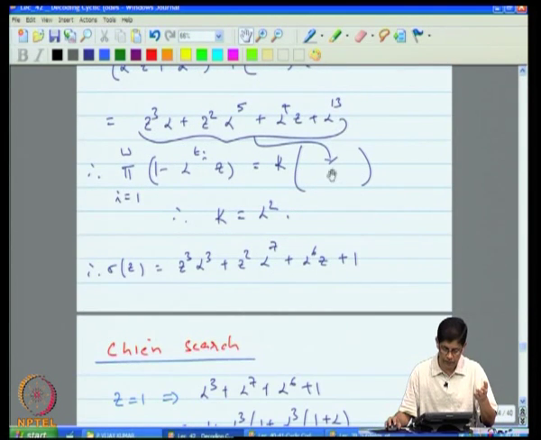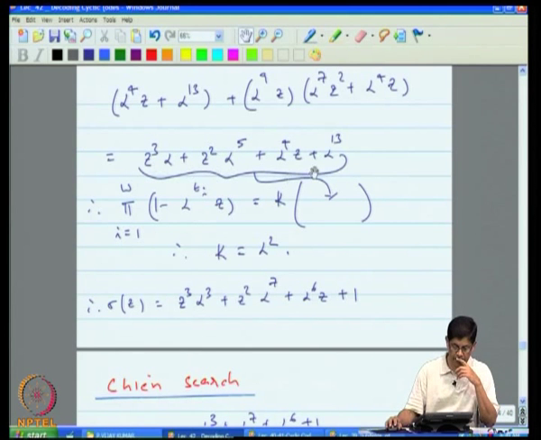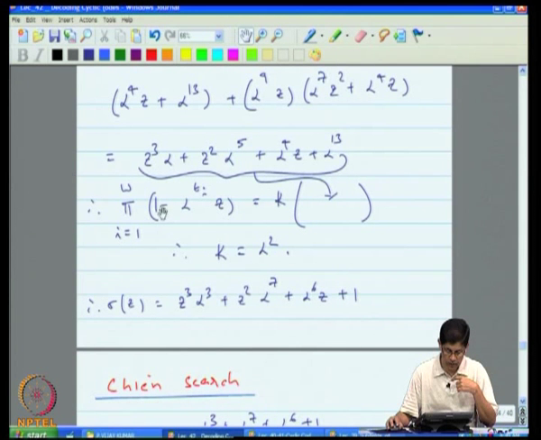Now, what we know is that this polynomial may not be sigma of z, but it is sigma of z up to some constant multiplication. Now, you look at this and say the constant term here is 1. So, if I have to make this constant term 1, I would have to multiply this entire polynomial by alpha squared. So, that is what you do.